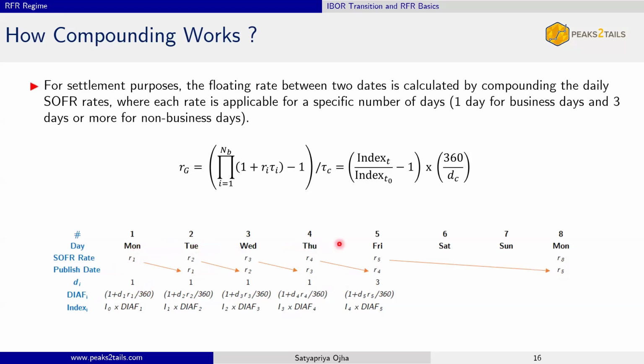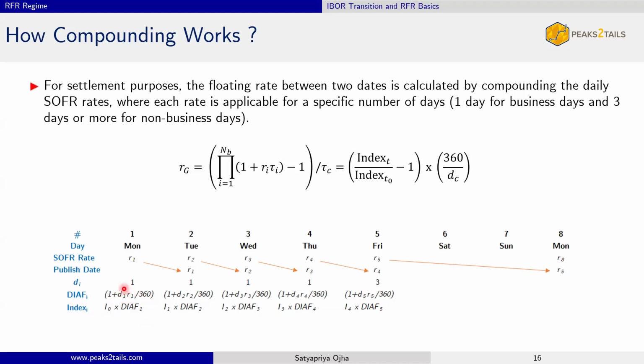For each working day or non-business day, the effective number of days for which the rate is applicable will be 1 day each. Correct? The Friday rate carries over for the next 3 days: Friday, Saturday, and Sunday. So the number of days for which R5 is effective is 3 days, not 1 day. Now we compound. For compounding, it's easy. So 1 plus rate times the year fraction. Year fraction is the number of days for which the rate is applicable divided by 360.